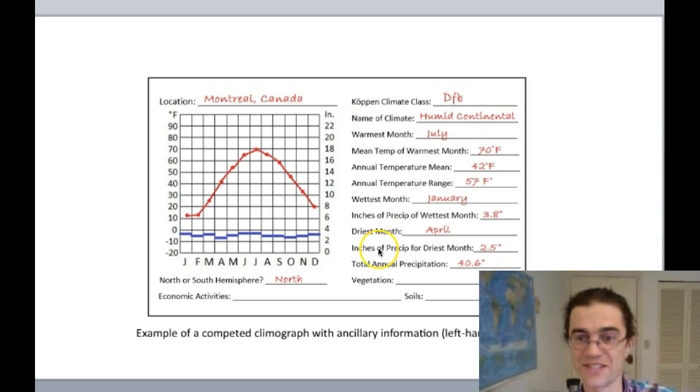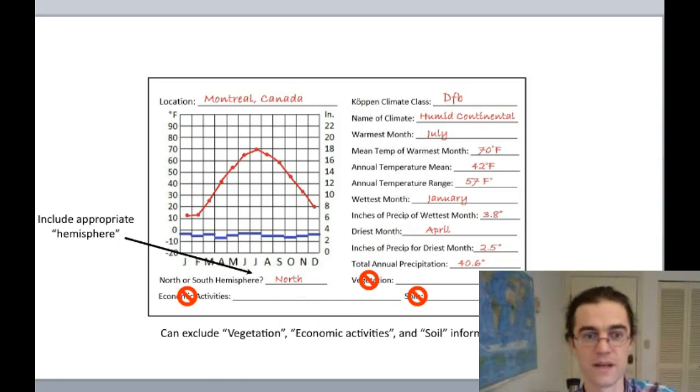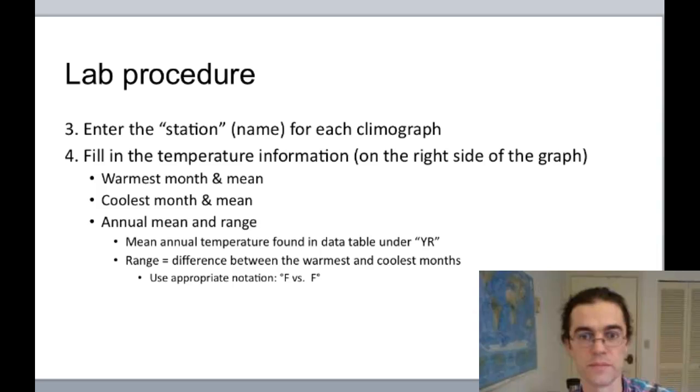So that's what you're going to fill in, and just a reminder: you don't need to fill out vegetation or economic activities or soil information. So we've excluded those there. First, you want to enter the station name for each climate graph, and there's a whole file that gives all the relevant information for each one of these places.